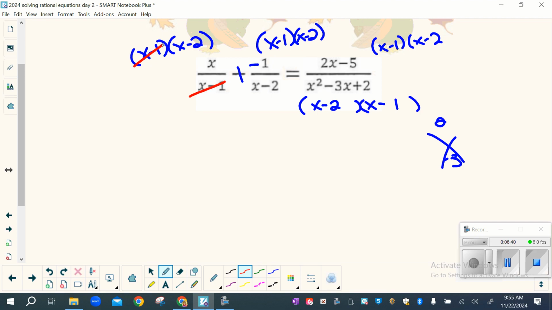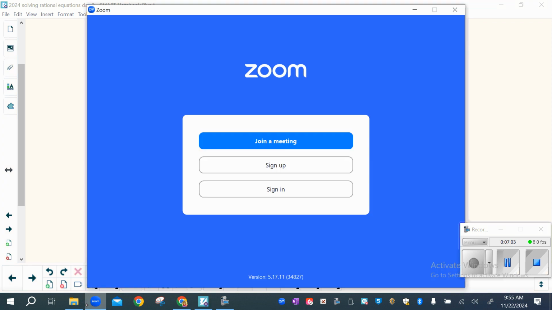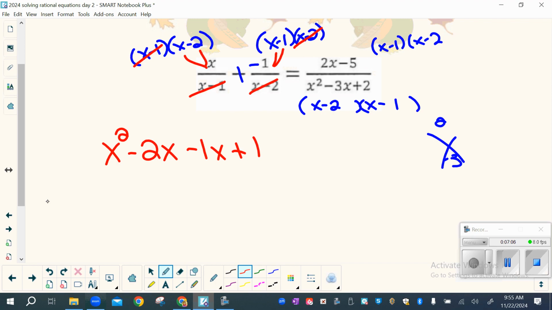So nice and slowly distribute. X squared minus 2x. Cancel. Distribute, nice and careful here. Minus 1x plus 1. That plus 1 can kill you right there, because if you put it as -1, the whole answer goes wrong. And then finally, cancel. 2x minus 5. Hey, look, there's where my x squared is. Get everything on this side.